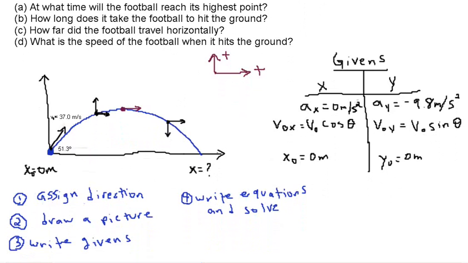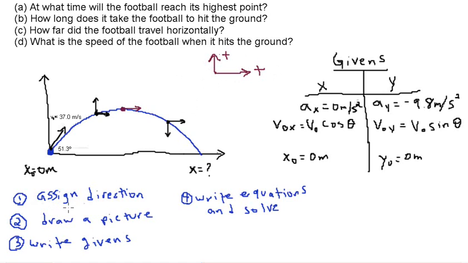But before we do that, make sure you know the steps to solving pretty much any physics problem. So the first thing you want to do is assign the direction. I did it over here. I'm going to say that up is positive and down is negative. I'm going to say that anything to the right is positive and anything to the left is negative. These are the standard directions in the Cartesian plane. So that's the first thing you want to do, assign your direction.